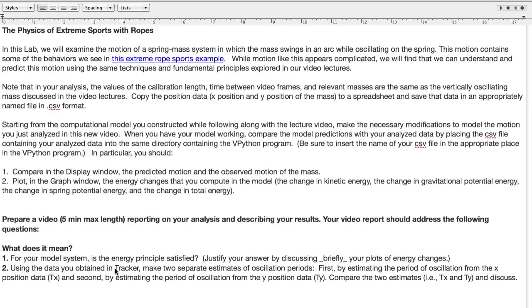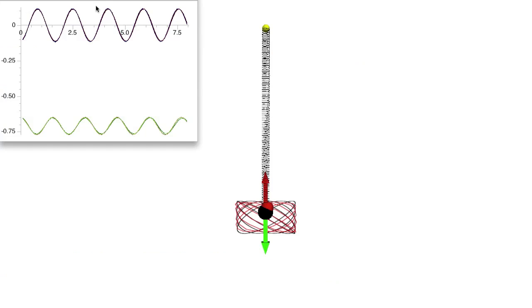Using the data you obtain from Tracker, make two separate estimates of oscillation periods. First, by estimating the period of oscillation from the X position data, and second, by estimating the period of oscillation from the Y position data. Compare the two estimates and discuss. In order to measure the oscillation period, find the difference in the peaks or troughs of our wave.